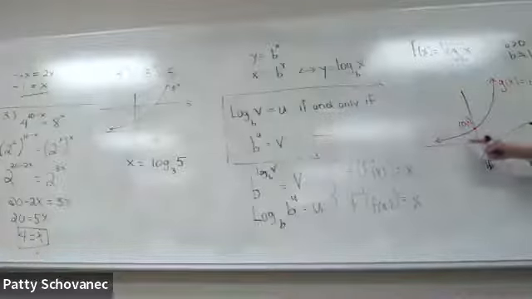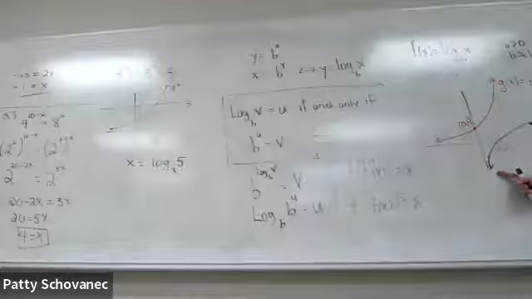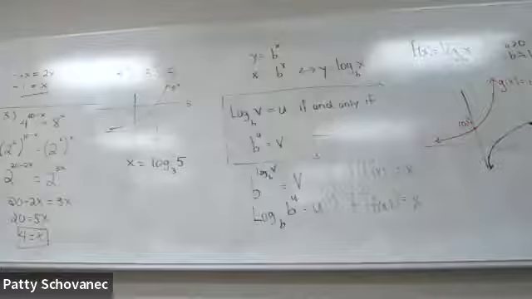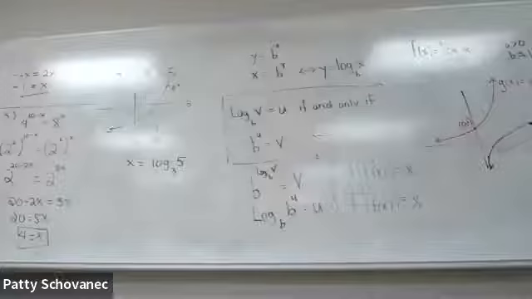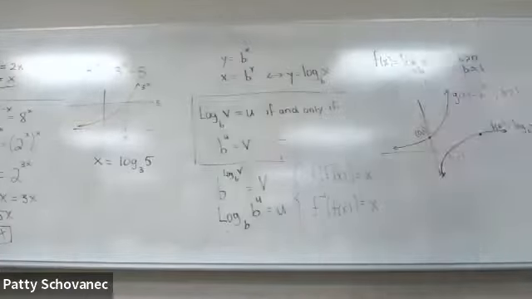The exponential function hugs the negative x-axis. The log function hugs the negative y-axis. Passes through 1, 0, and then it grows slowly as opposed to quickly. If I do the inverse of the decay function, then the graph is going to look like this.